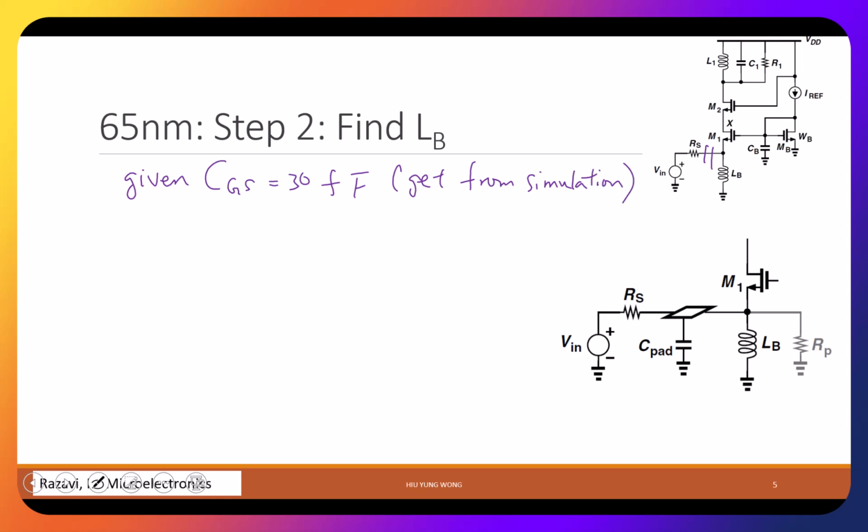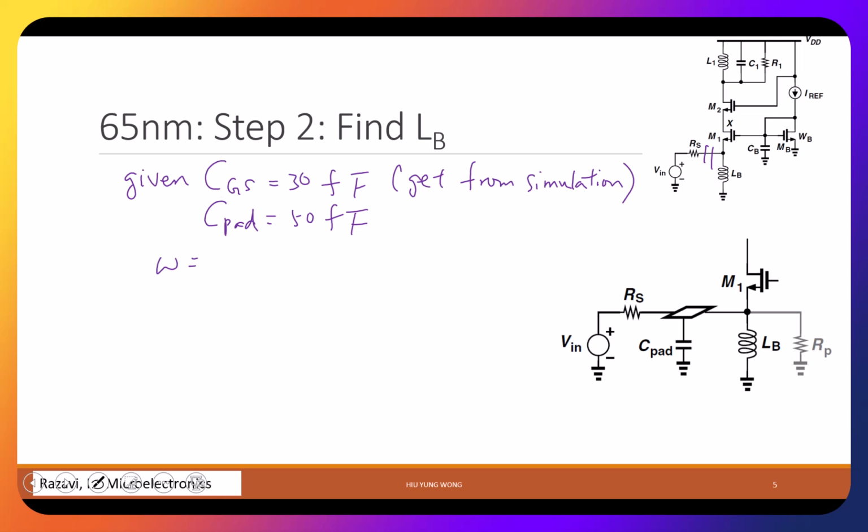Right, so CGS equals 30 femtofarad, and CPAT in this case equals 50 femtofarad. I gave you these in the project already. You just use those values, okay? But you need to tweak a little bit, right?